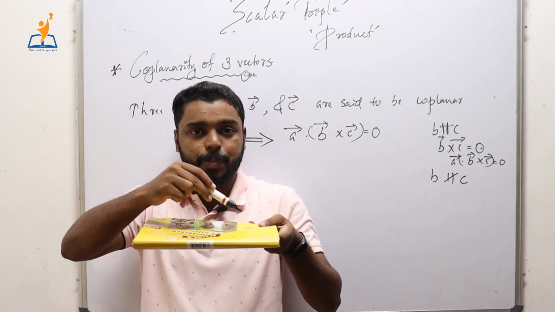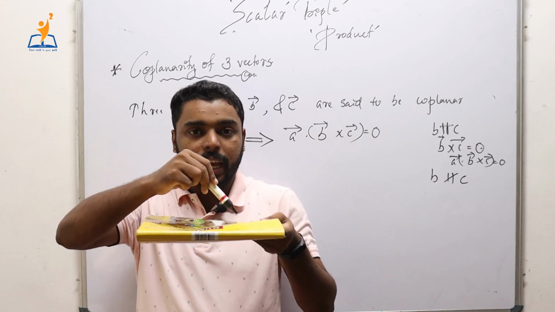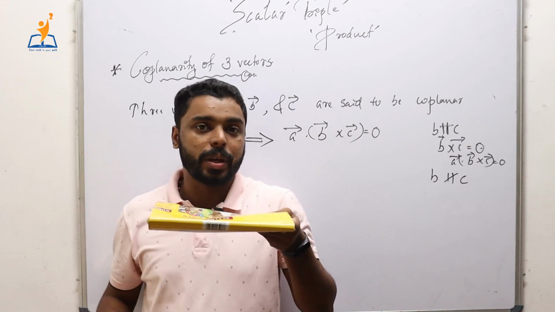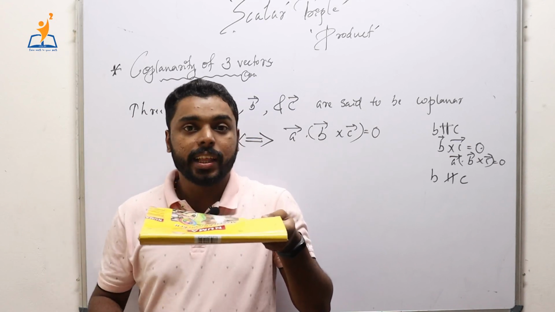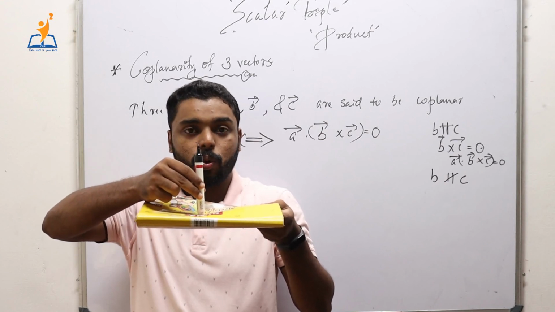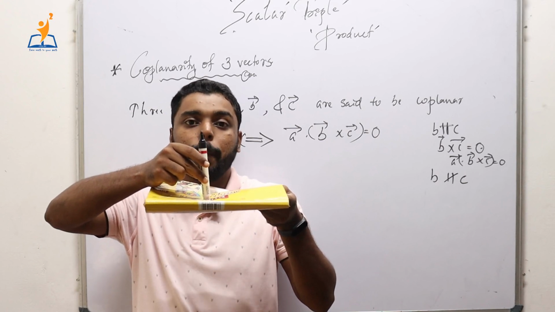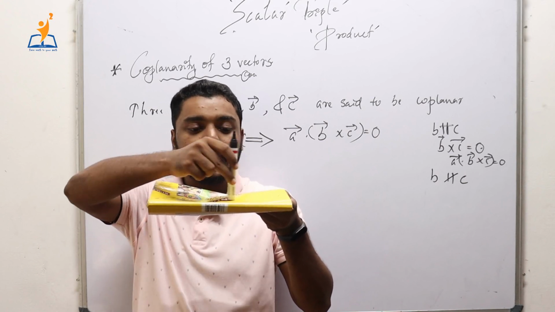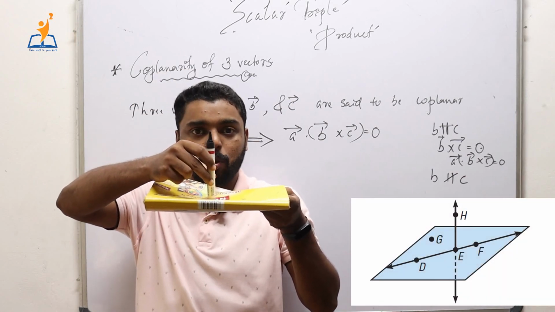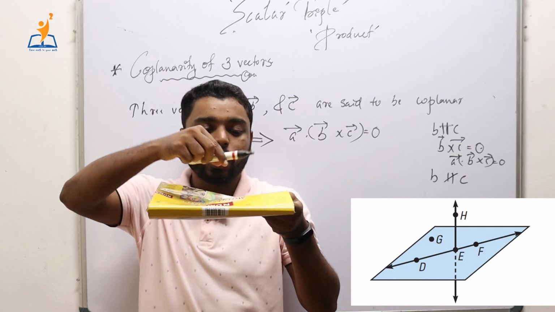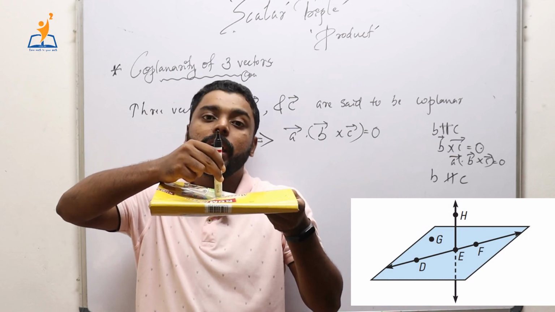Just suppose that vector A lies in the plane. Suppose that this is the XY plane. Vector A lies in this plane. Vector B lies in this plane. Vector C lies in this plane, which means that vector A, B, C are coplanar vectors. Now B is not parallel to C. Then B cross C will be a vector perpendicular to both B and C. This is the B cross C. Why? Because B and C lie in this plane. A vector perpendicular to both these vectors will be a vector perpendicular to this plane also. Since A is also lying in this plane, a vector perpendicular to this plane will be perpendicular to A also.